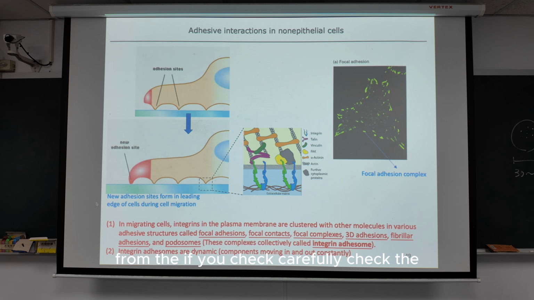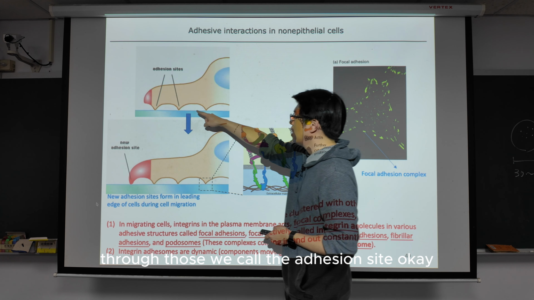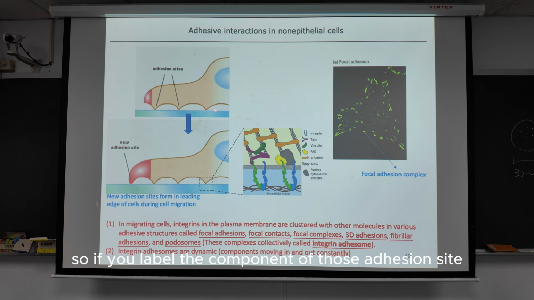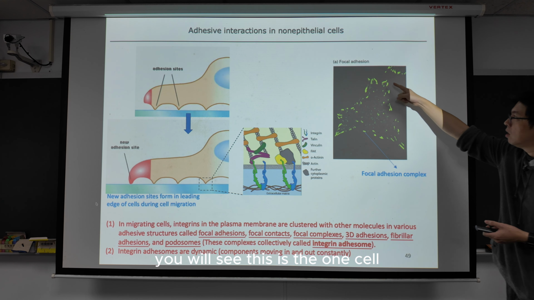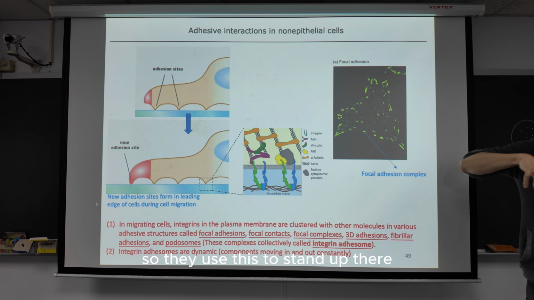If you carefully check cultured cells, they adhere on the culture dish, but they do not totally lie down on the bottom. They actually stand up on the culture dish through what we call adhesion sites. If you label the components of those adhesion sites, you will see this is one cell, and those green signals are the adhesion sites. They use these to stand up there.